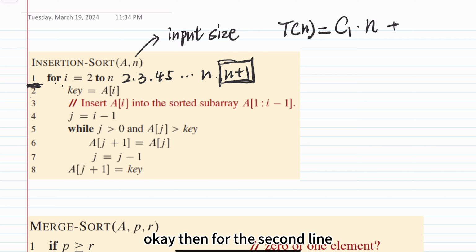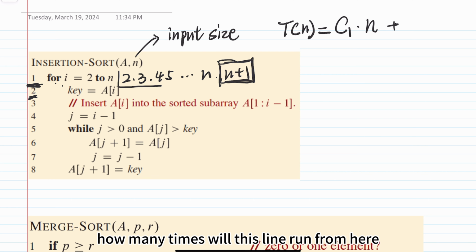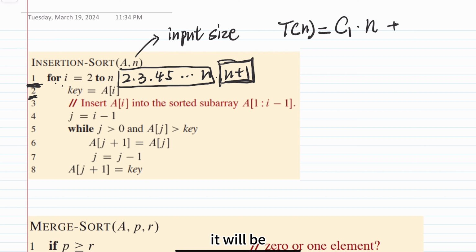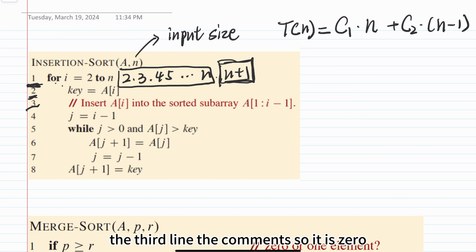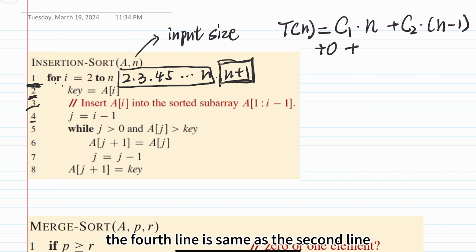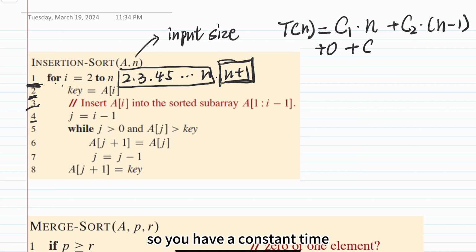Then for the second line, because it's inside the loop, it will not run the n plus 1 time, because when n plus 1 is reached the loop has already exited. So how many times does this line run? It will be C2 multiplied by n minus 1. The third line is a comment, so it's 0. The fourth line is the same as the second line, so you have a constant time multiplied by n minus 1 times.